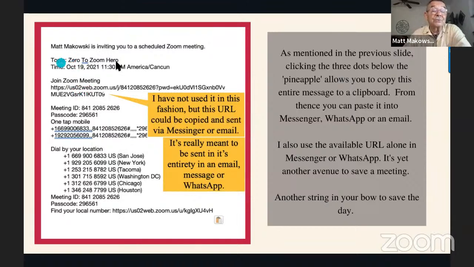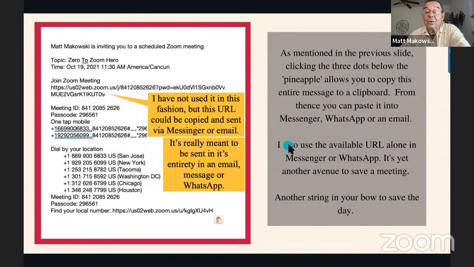It goes through Zoom Hero, the time, the URL, the meeting ID, the passcode if you need to enter it, and then you can find your local number if you're coming in on the phone.